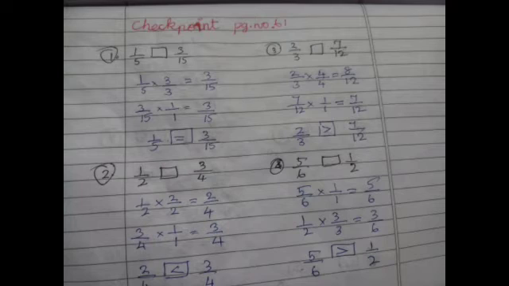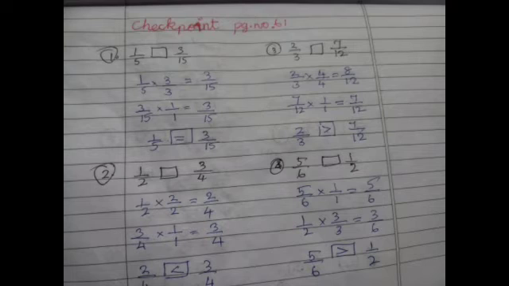Second question is 1 by 2 and 3 by 4. Denominators 2 and 4. We can make them into equal fractions, 1 by 2 into 4. So 2 by 2 we can multiply with the 1 by 2. Denominator 4 and numerator is 2. The second number is 3 by 4. Already 4 is there in the denominator, so 3. Now you compare 2 by 4 and 3 by 4. 3 by 4 is the greater number.